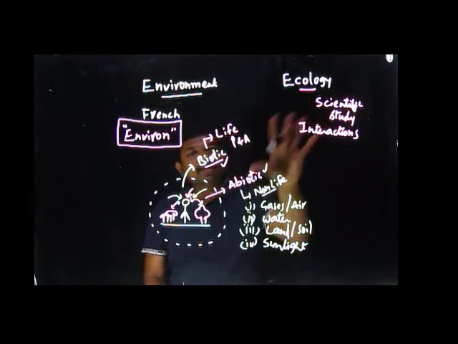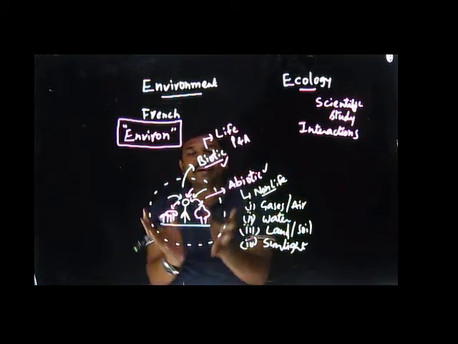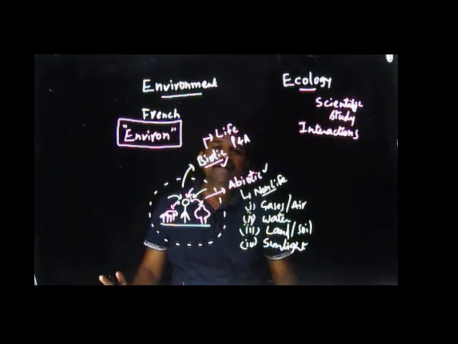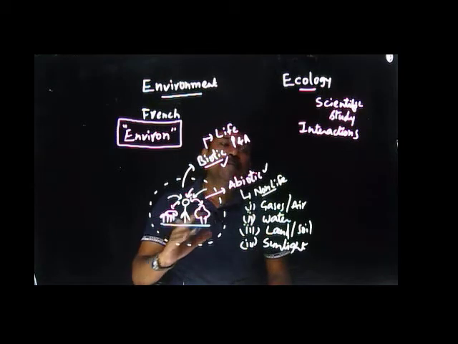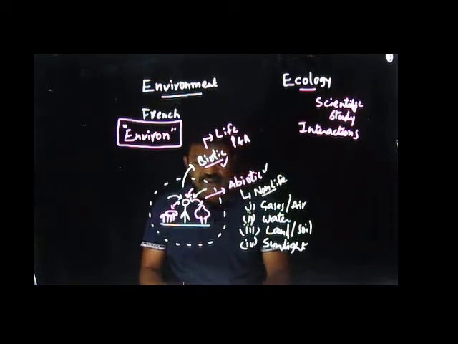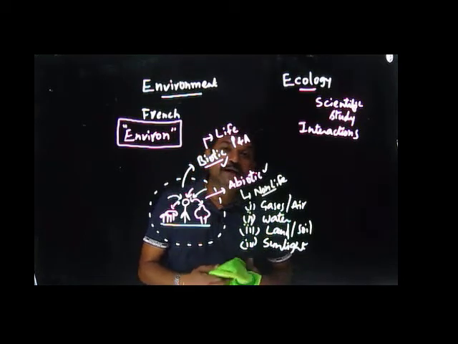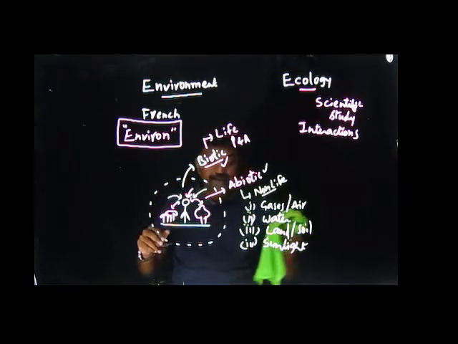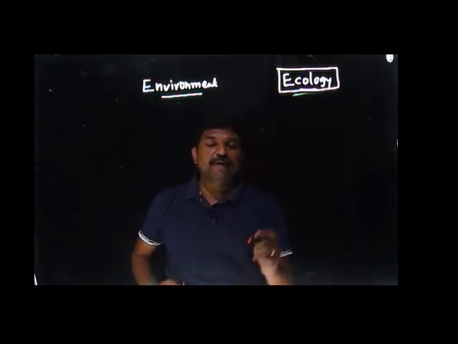Simply, ecology talks about the interactions and interrelations. But whatever is present around the creature is called the environment. This is the scientific definition of environment and ecology. These are the textbook definitions given in the material or any textbook. But let me give another, simpler way of understanding ecology and environment.